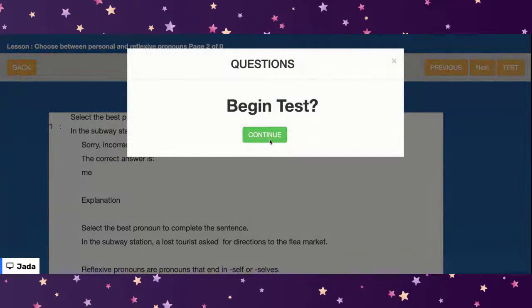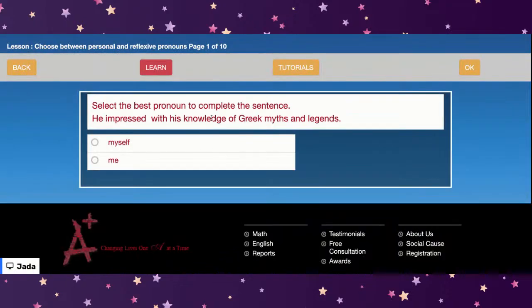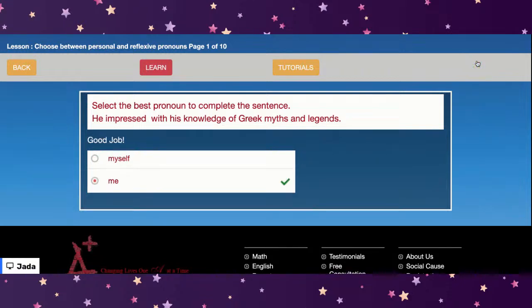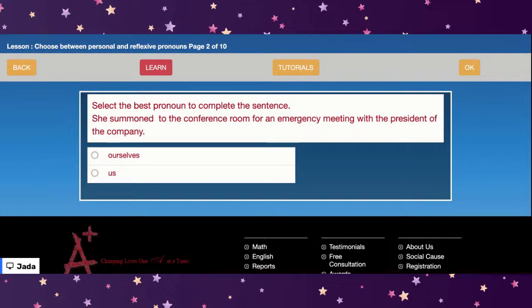So next, the test. So send in your answers if you have. He impressed dash with his knowledge of Greek myths and legends. He impressed myself or me? Which one? Select the best pronoun to complete the sentence. What's the best pronoun? Me. She summoned dash to the conference room for an emergency meeting with the president of the company. She summoned us or ourselves? So, she summoned us.